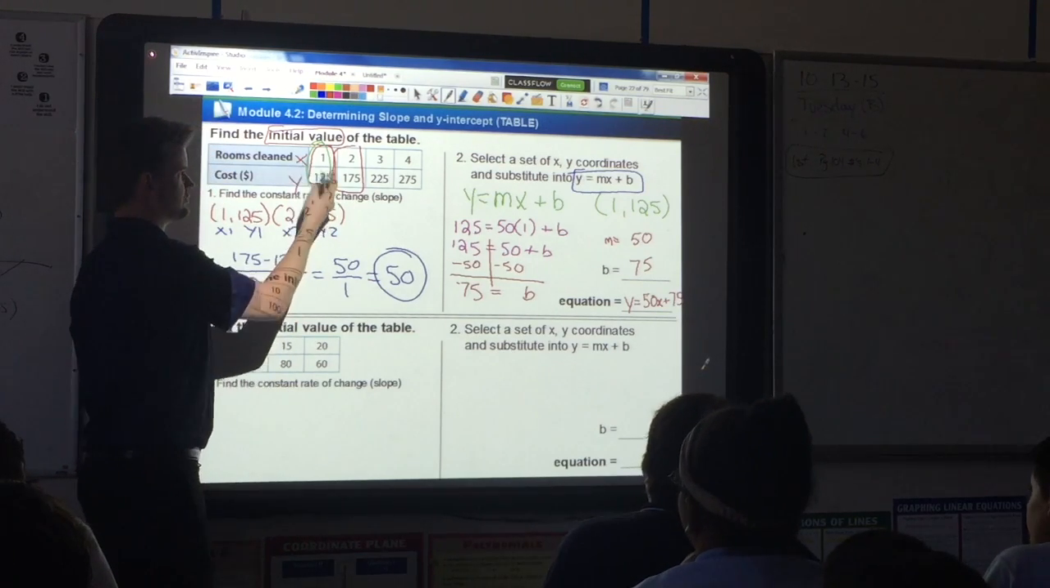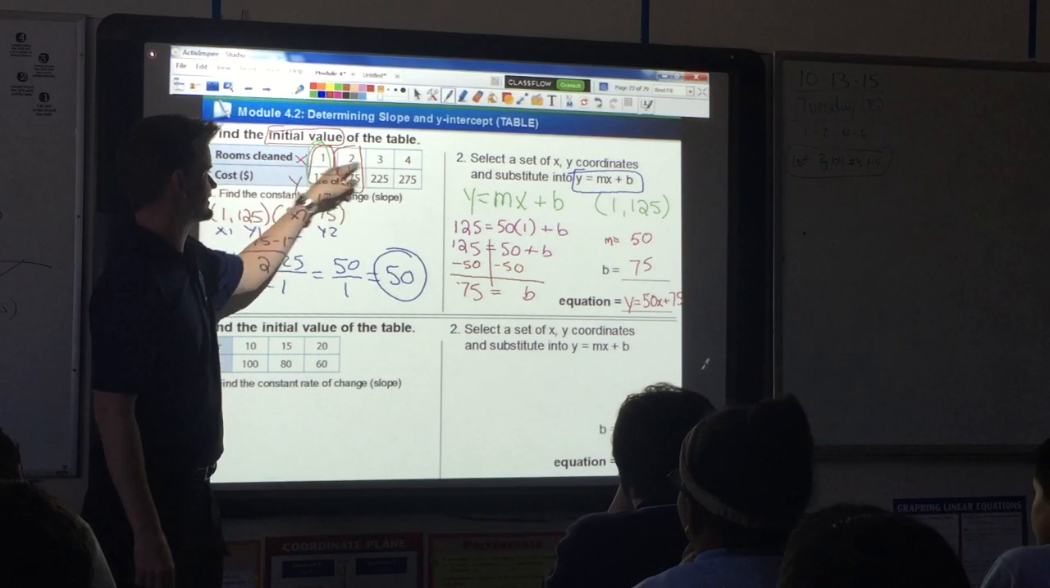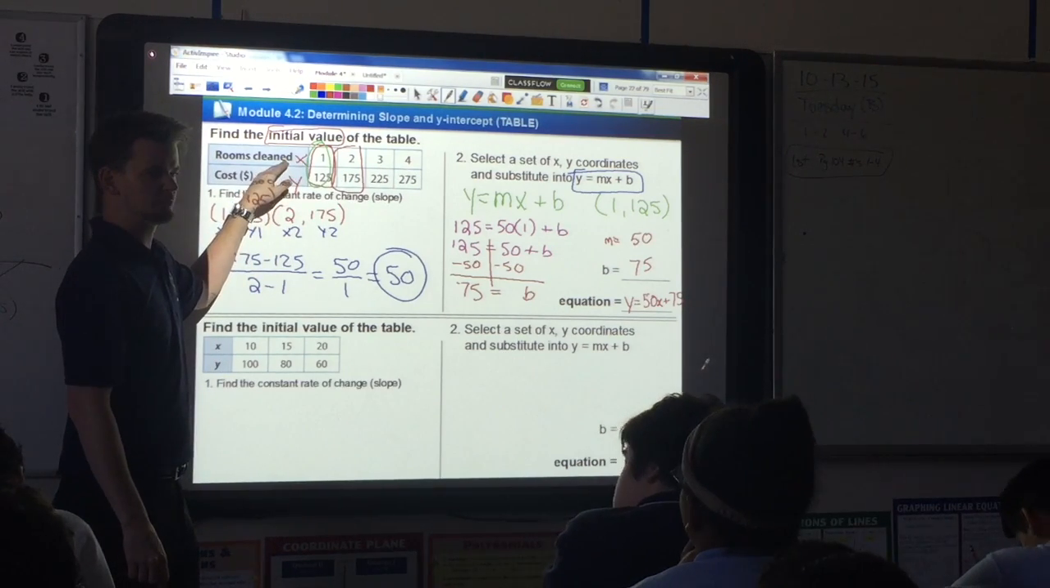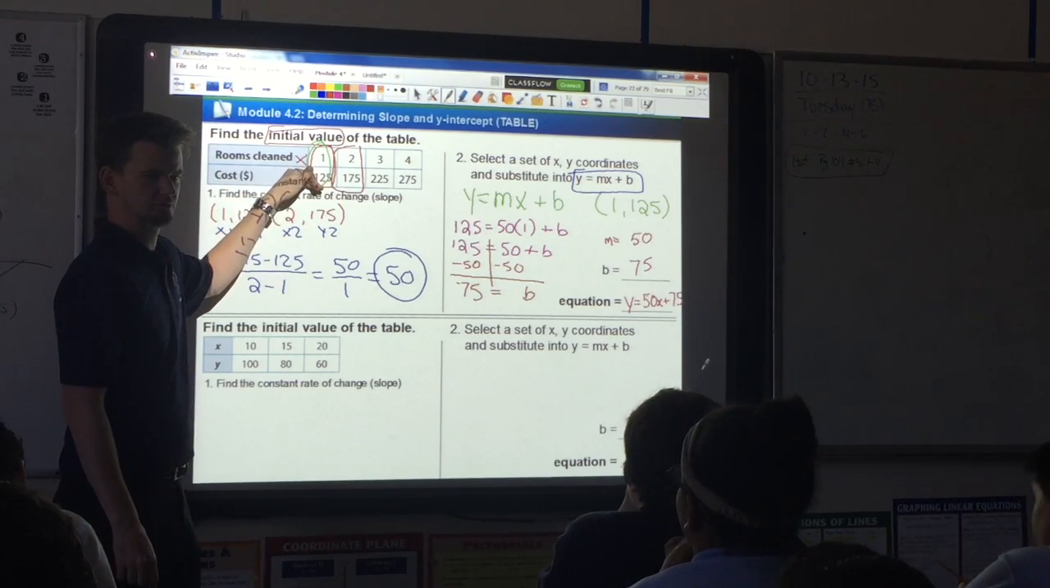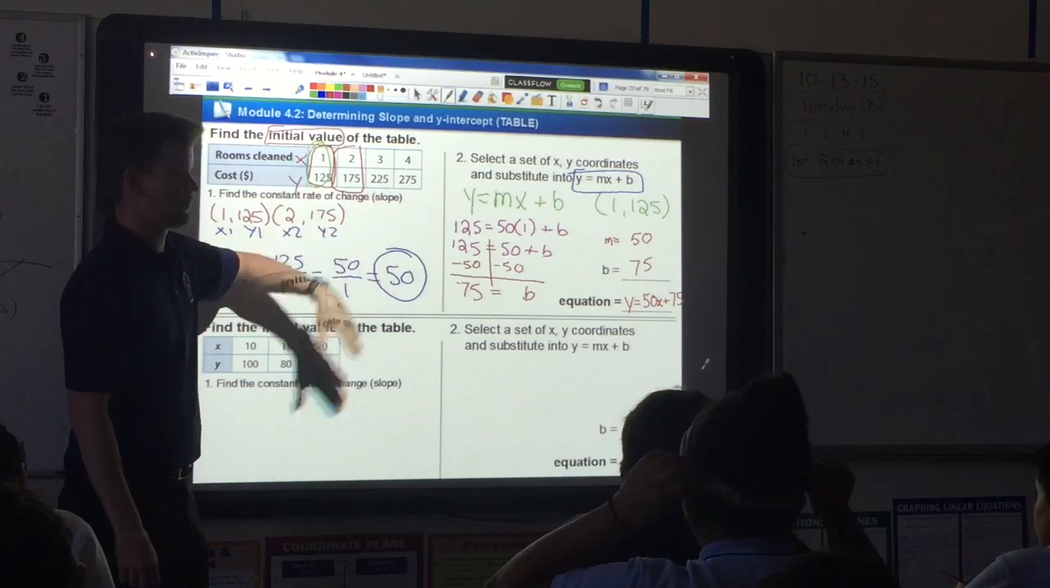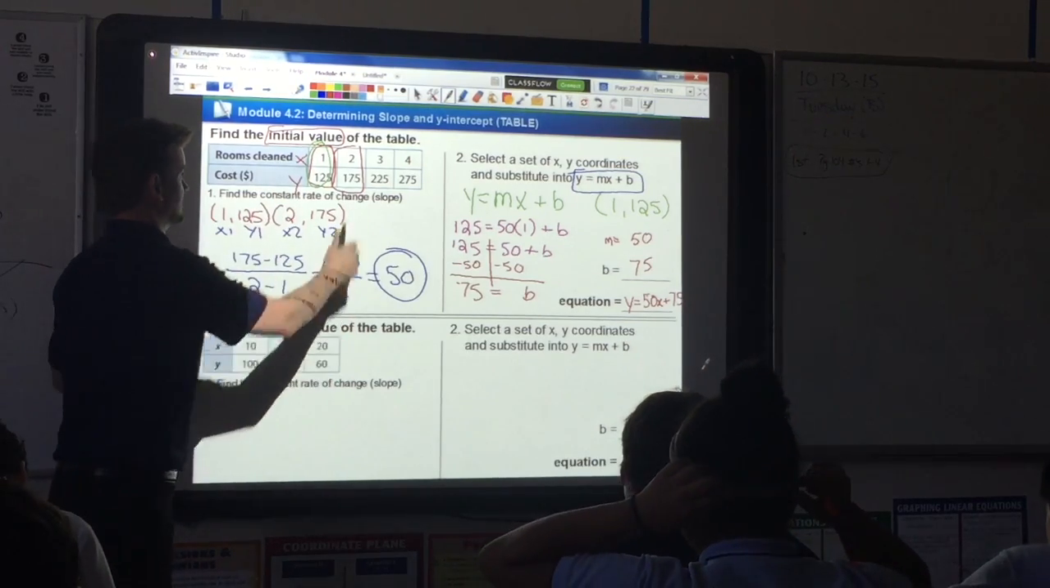If the table does not give you it, look at the table. Do we have anywhere x is equal to 0? No, which means, do we know the y-intercept looking at this table? No, so we had to go find it. This is the process. Let me show you another example, then we'll come back to this one.